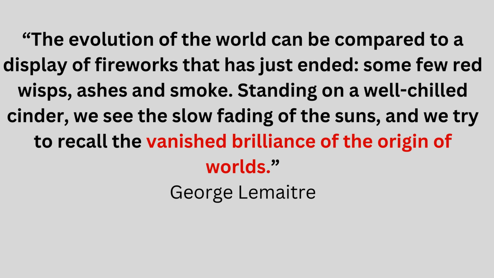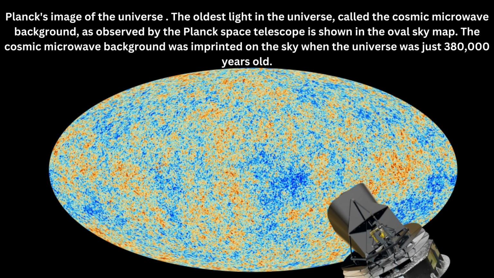We have a photograph of it today. This is a photograph of the vanished brilliance of the origin of the worlds. It's taken by a satellite called Planck, a European satellite, and it's known as the cosmic microwave background radiation. This is a photograph of the oldest light in the universe, that light that's journeyed across the universe for 13.8 billion years. It's presented like a sphere because we have a photograph of the whole sky. So this is as far as you can see, if you like, in every direction. So it's a picture of the celestial sphere, but as far as you can possibly look.